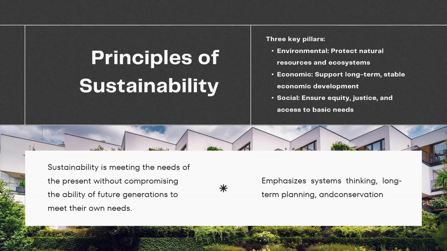Sustainability is built on three connected pillars: environmental protection, economic stability, and social equity. These are not independent. For example, when we protect ecosystems, we support economic activities like tourism and fisheries, while social equity ensures that the environmental benefits and risks are not unfairly distributed.